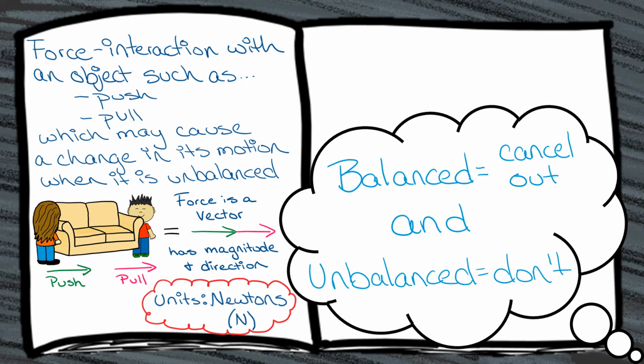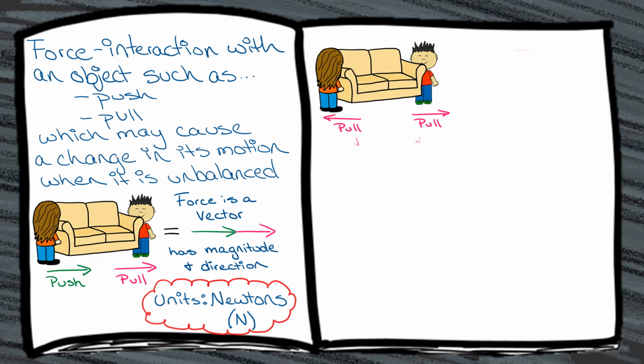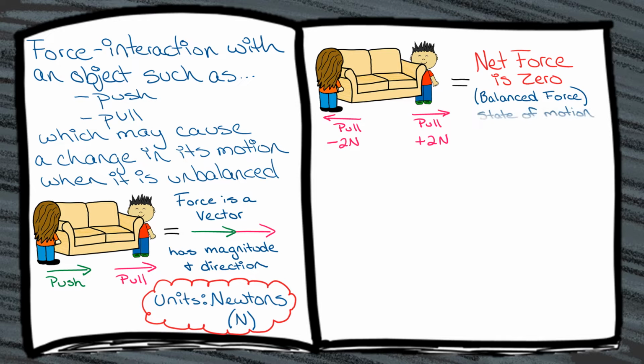That's one way to look at it, Alex. Balanced forces are those whose net force equals zero. So, yes, they basically cancel each other out. Yes, Alex, that's right. If you and your friend were both pulling on the couch with the same amount of force, but in opposite directions, then the net force applied on this object would be zero, meaning the forces would be balanced. Thus, the object's state of motion would not change. In other words, it would stay as is.